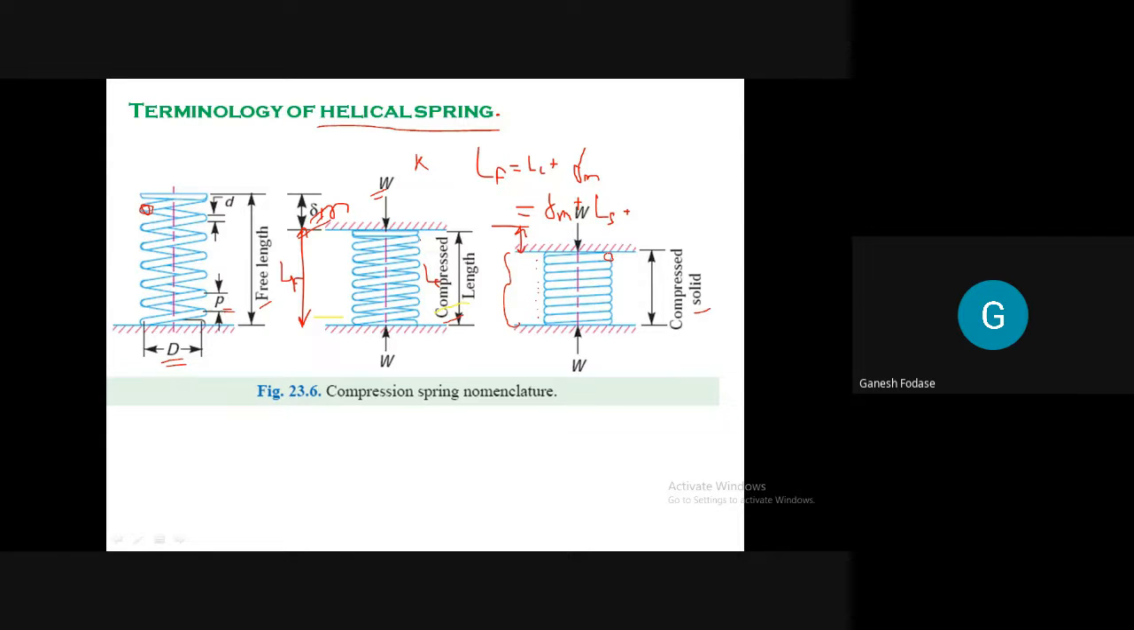In this case, there is no axial gap. In this case, there is a gap between the wires. So this one you can say is the gap between the two wires. Each wire has some gap between the two wires. And when this gap is removed, this is the solid length. So I can say compressed length is equal to solid length plus total axial gap.